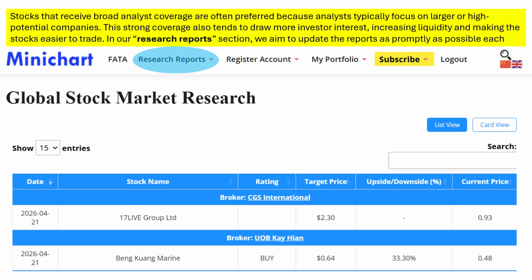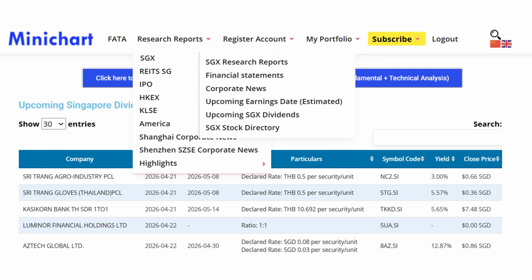You can click on Research Reports. Here, you will see stocks that receive broad analyst coverage are often preferred because analysts typically focus on larger or high-potential companies. This strong coverage also tends to draw more investor interest, increasing liquidity and making the stocks easier to trade. In our Research Reports section, we aim to update the reports as promptly as possible each.